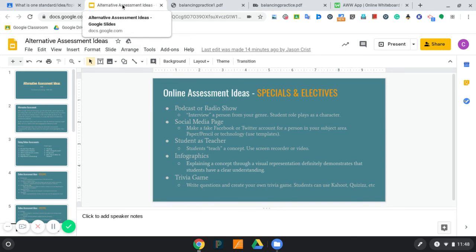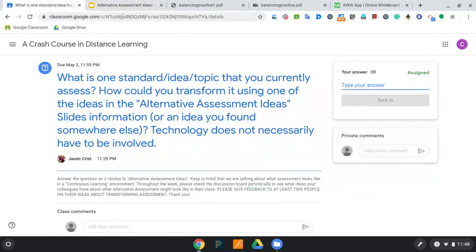So that's the goal this week, is to think about some of those alternative assessment ideas in our current continuous learning and online distance learning situation. If you have any questions, please let me know. Again, the response or submission for this week is that discussion board question here on Google Classroom.